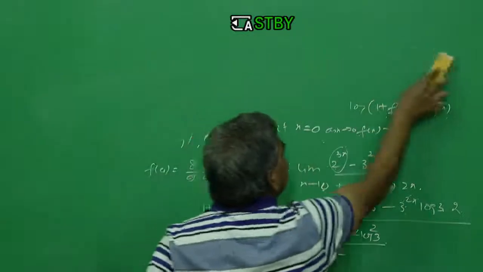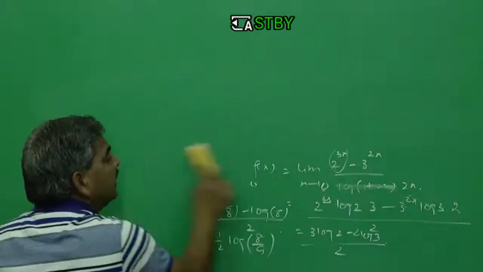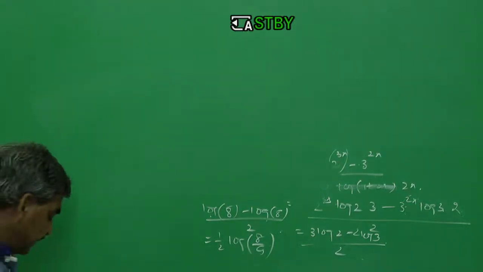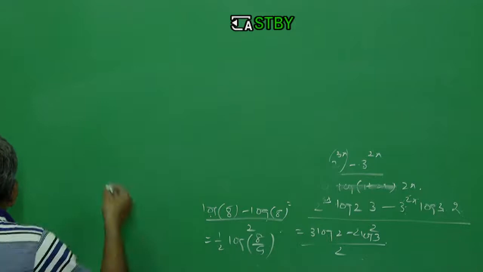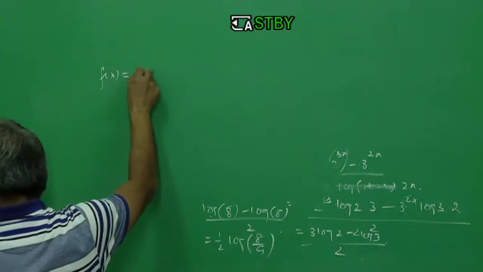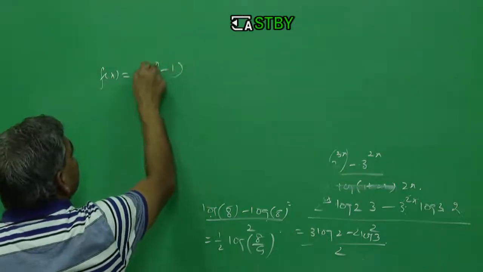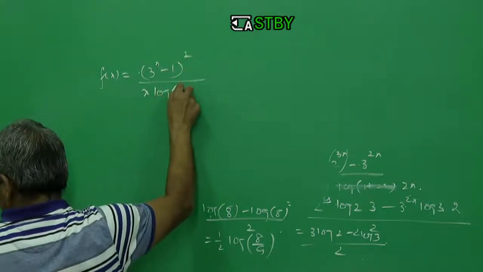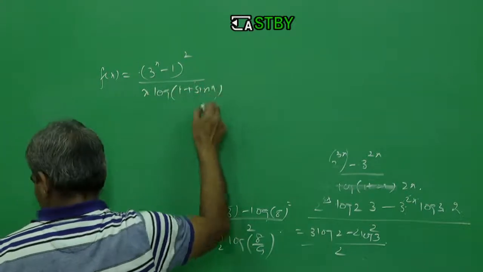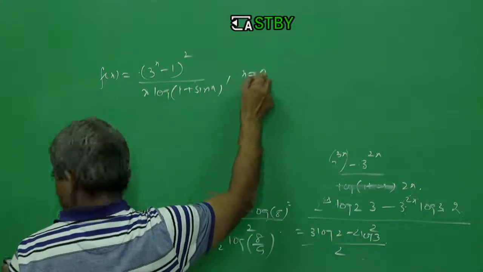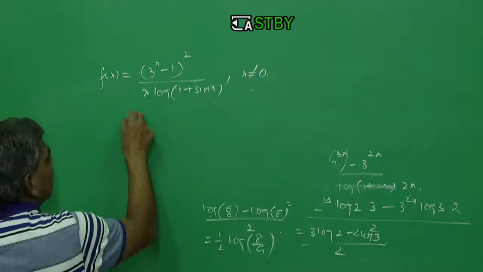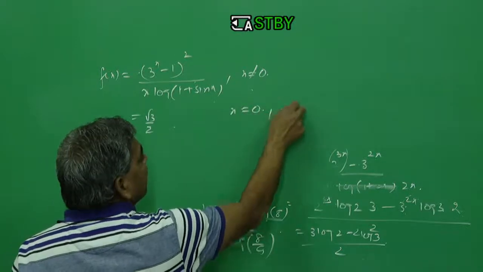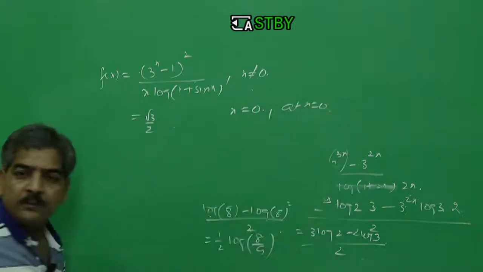मैथमेटिक्स बहुत सिंपल है, सिर्फ करने की इच्छा होनी चाहिए. अगला प्रॉब्लम, लेट्स डू वन मोर एग्जाम्पल. f of x is equal to (3 raised to x minus 1) whole square whole upon x into log of 1 plus sine of x, x is not equal to 0. This is equal to root 3 by 2 when x is equal to 0, at x is equal to 0.